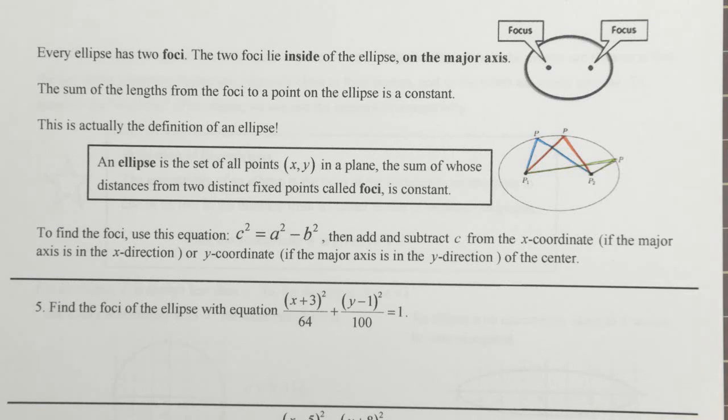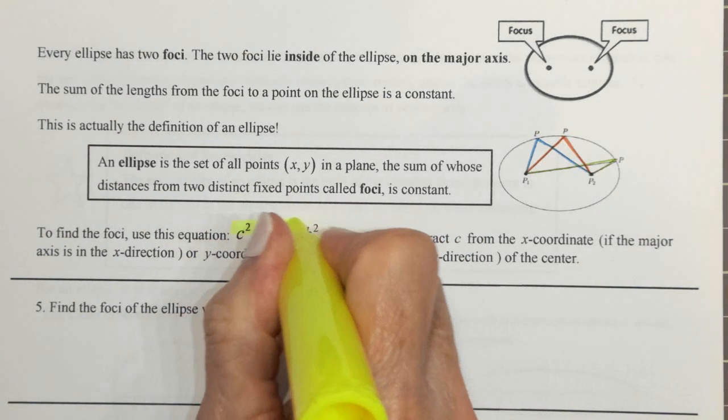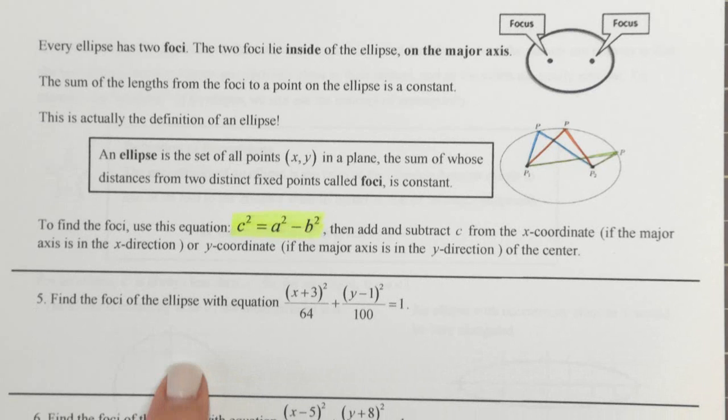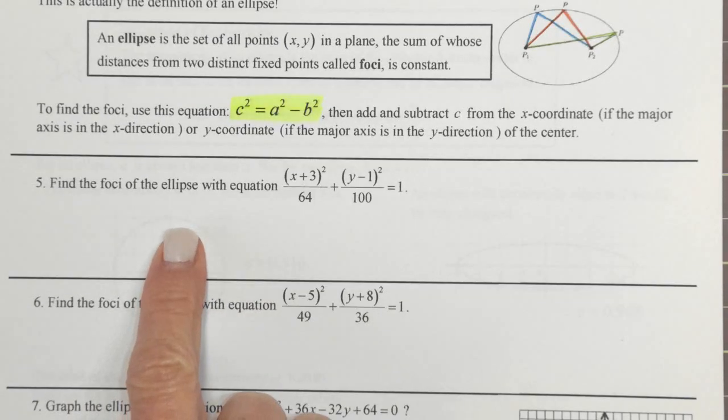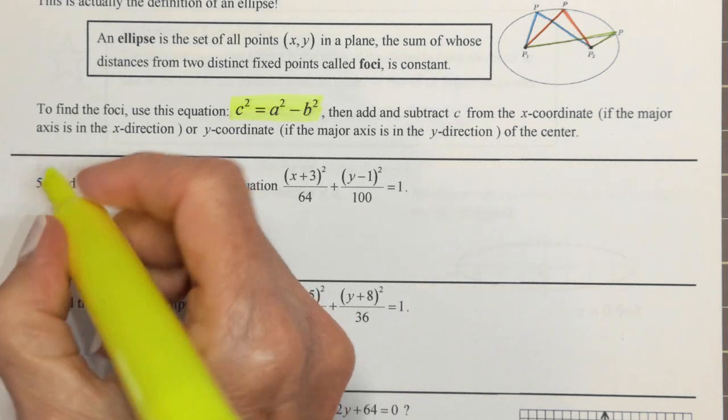To find the foci for an ellipse, we use this equation. c squared is a squared minus b squared. Okay, that's how we find the foci. So for this ellipse, they ask us to find the foci.